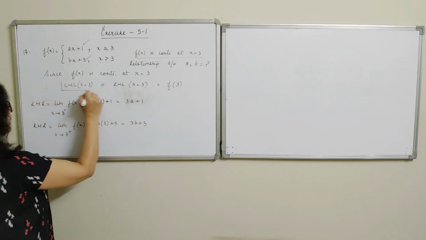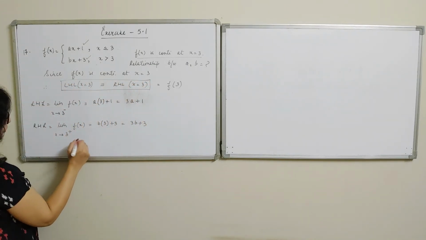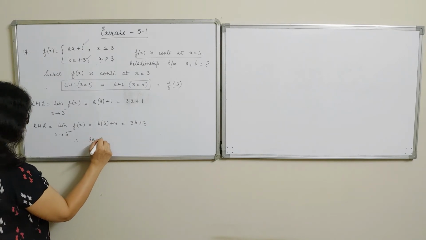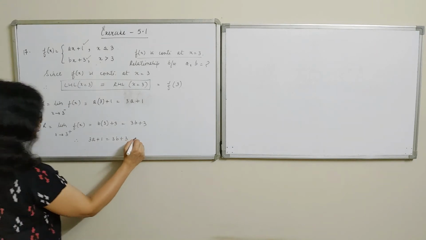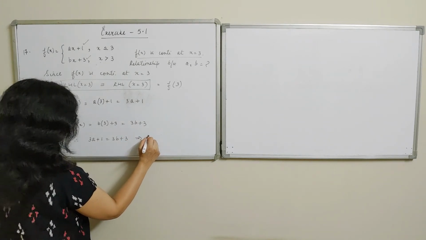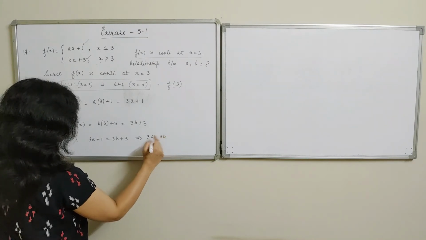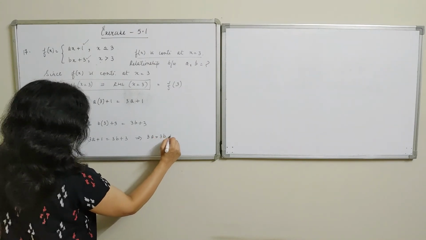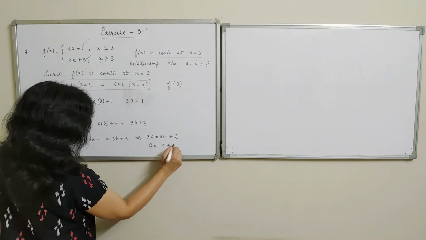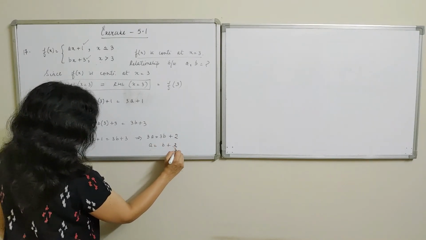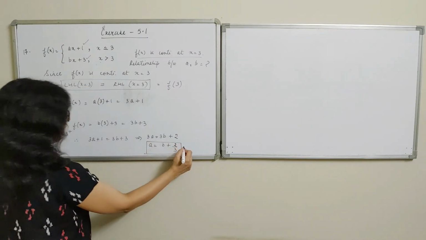Since we know that left hand limit will be equal to the right hand limit, therefore 3a plus 1 will be equal to 3b plus 3, which can be written as 3a minus 3b equals 2, or 3a is equal to 3b plus 2. a can be written as b plus 2 by 3. So this is how we define the relation between a and b.